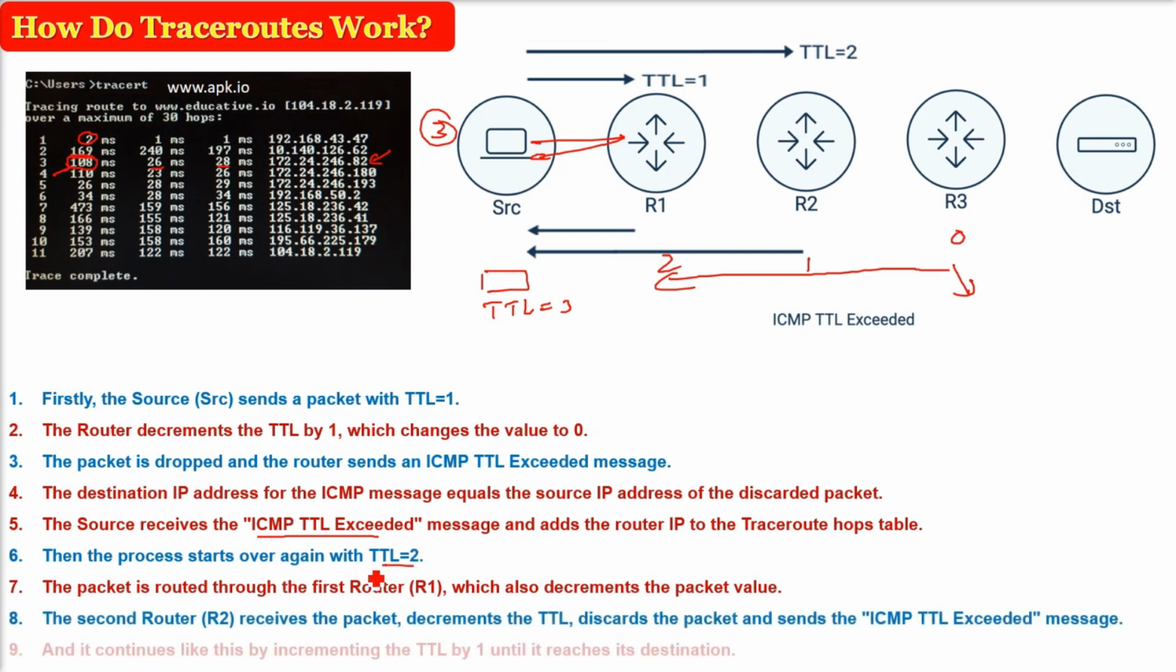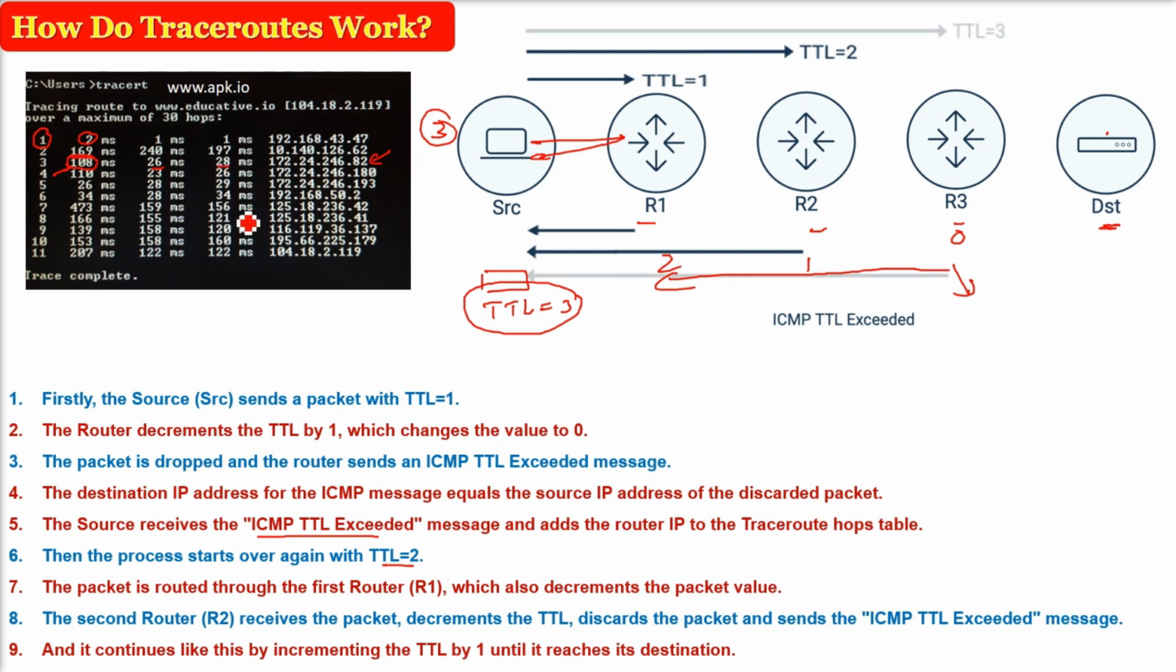This will continue by incrementing the TTL by 1 until it reaches the destination, say at TTL equals 11. That is what the destination will give you: the 3 packets, round trip times and the IP address will be seen. This is how traceroute works, using the TTL in the header of IP packets. Here you can find out where the problem is, because the round trip time will tell you exactly where the problem is.